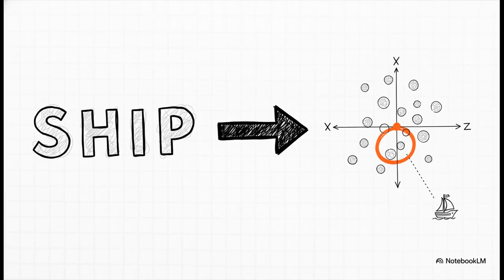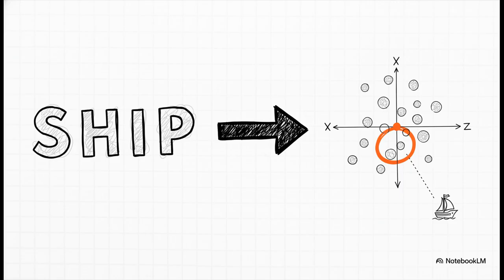Instead of the computer seeing a word like ship as just S-H-I-P, it sees it as a long list of numbers, a vector. You can kind of think of it like a coordinate on a giant multidimensional map. And this vector, this list of numbers, doesn't just identify the word. It actually captures its essence, its vibe, its meaning.